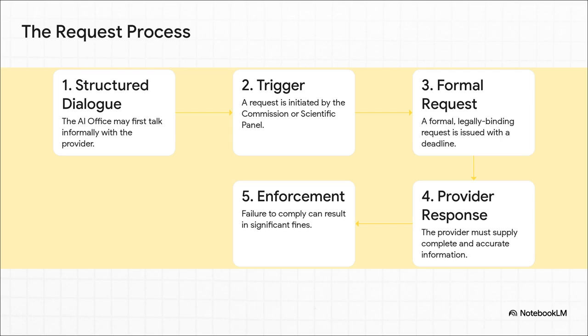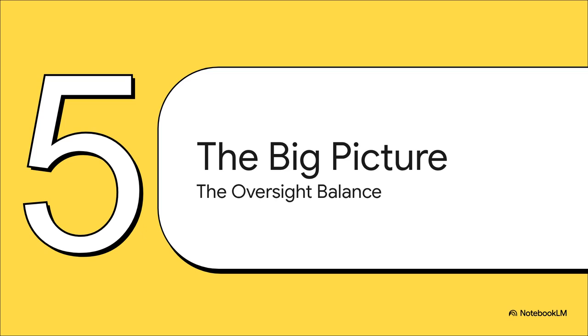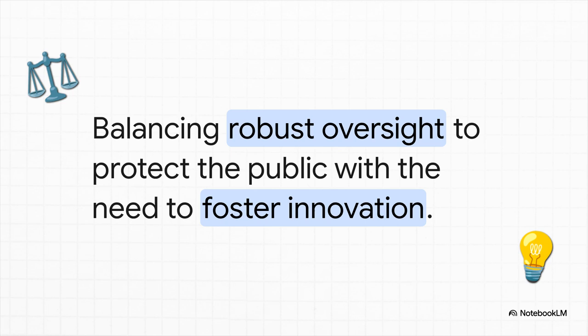The provider has to respond, and if they don't, or if the information isn't right, that's when you get to enforcement. And we're talking about some pretty significant fines. So we've just walked through those 4 pillars. Let's step back for a second and put it all together to see the bigger picture of what's happening with AI governance. What this all really comes down to is a classic, delicate balancing act.